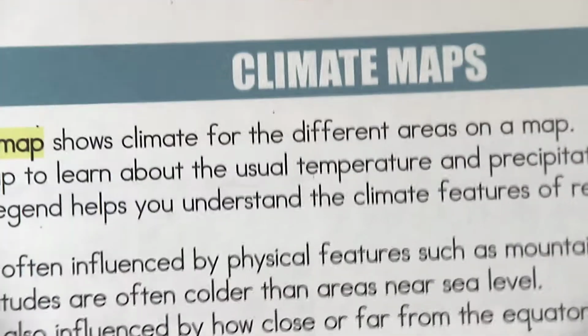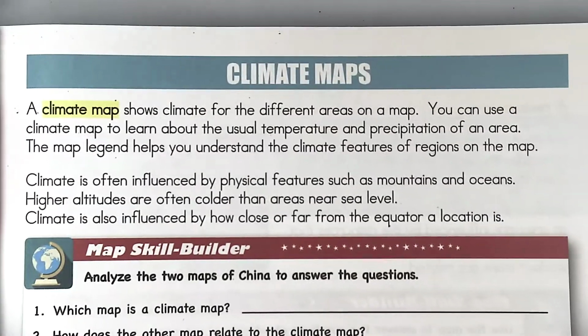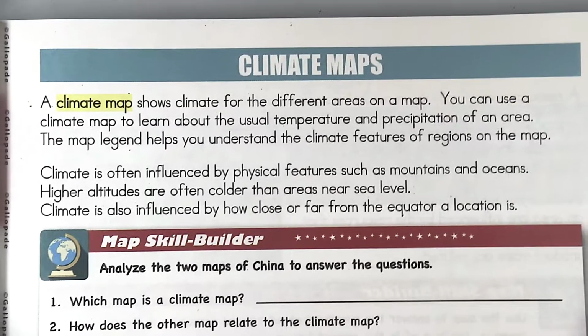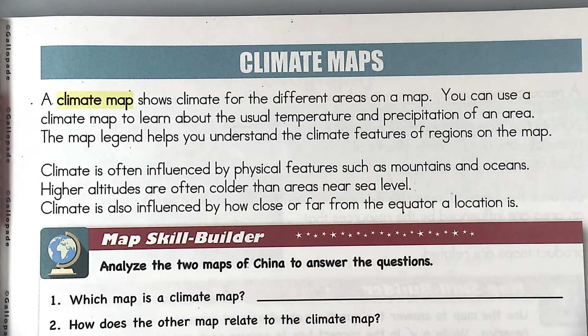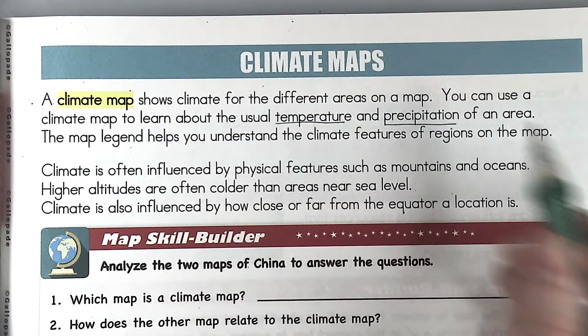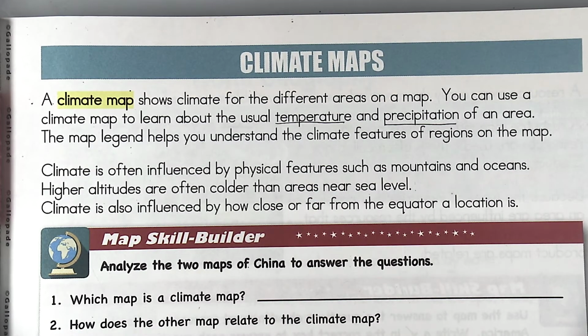Now let's go ahead and look at climate maps. You, I think, have been learning about this in science a little bit, so this will be great. You'll be able to use this at the same time. A climate map shows climate for the different areas on a map. You can use a climate map to learn about the usual temperature and precipitation, I hope you know what precipitation means, of an area. The map legend helps you understand the climate features of regions on the map.